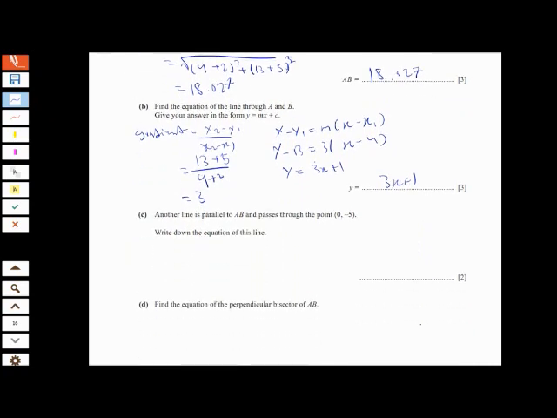Okay, now another line is parallel to AB and passes through the point 0 and negative 5. Write down the equation of this line. So what does it mean by parallel? Parallel means it has an equal gradient. It also has a gradient of 3. And we know the point, we know the gradient. So basically y plus 5 equals 3 times x minus 0. So y would equal 3x minus 5.